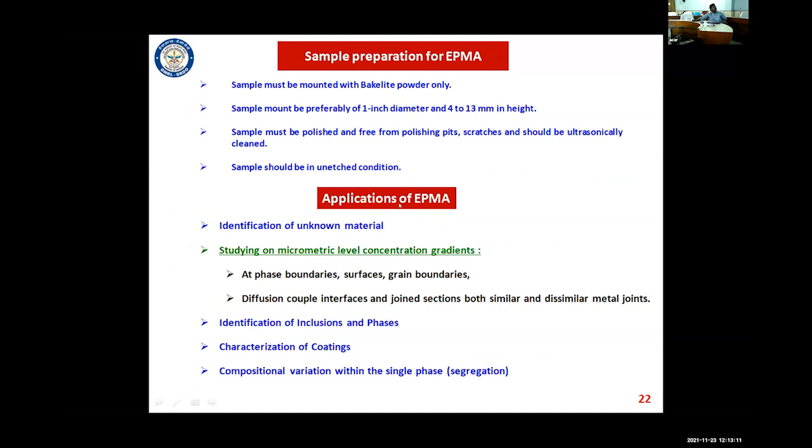These are the applications of EPMA, where you can identify unknown materials. Also, it is very important that you can study the chemical composition on the micron scale at phase boundaries, surfaces, and grain boundaries. Also diffusion couple interfaces and joints, and similar and dissimilar metal joints. Even in welded joints, this technique is very useful. Suppose you have dissimilar metals joined, then how the elemental distribution is across the weld joint, that also we can study using the EPMA. And also identification of inclusions and phases, and coatings can also be identified.